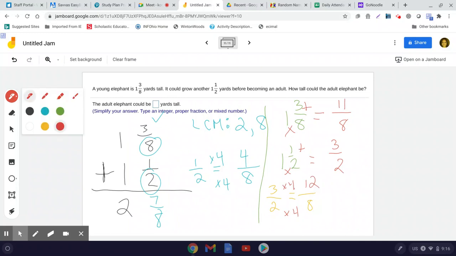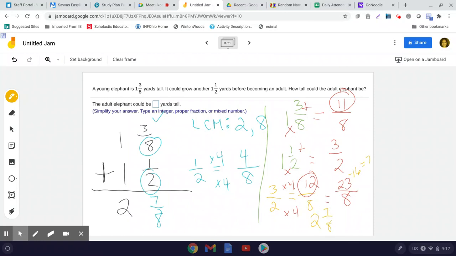Now I can go ahead and add them together. 11 plus 12 is 23 over 8. We have to simplify it. Doing division, how many times can you take 8 out of 23? The answer is 2. And then write this down. 23 minus 16 is 7. So you have 7 left over 8. So either way, you'll get the same answer.